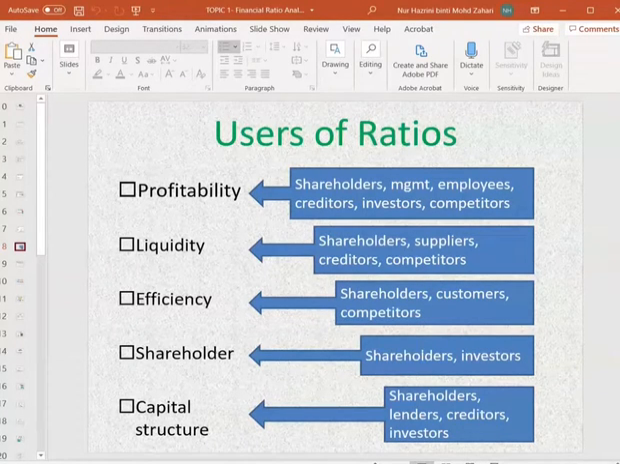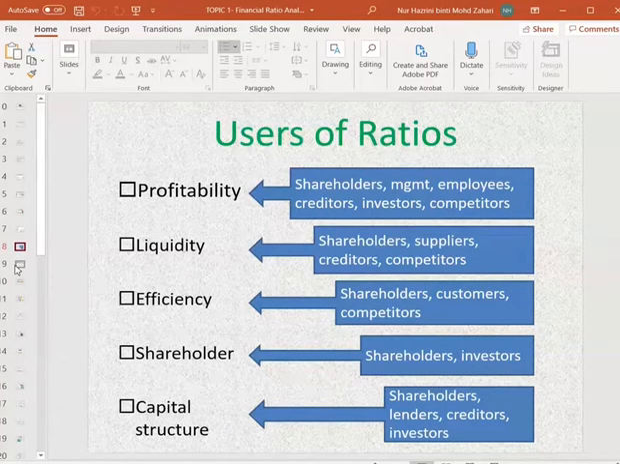And we have the shareholders ratio. Shareholders and investors will be interested to look at the shareholders ratio. Under shareholders, we have dividend yield and so on. And then capital structure. For this one, shareholders, lenders, creditors, and investors also will be interested to look at these things. So we will go through all of these.